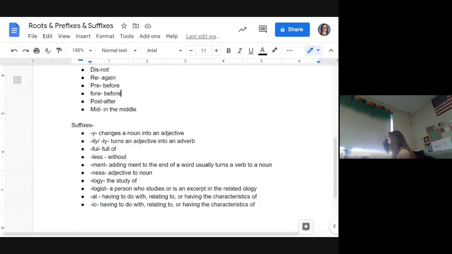Ology is a study of, like biology. Ologist, a person who studies or is an expert in related ology. Al means having to do with, related to, or having the characteristics of. And ic also means having to do with, related to, or having the characteristics of. Okay, I think that is the main things I wanted to review today.